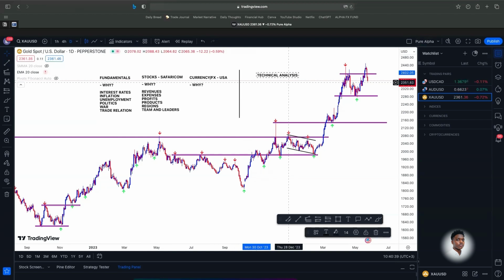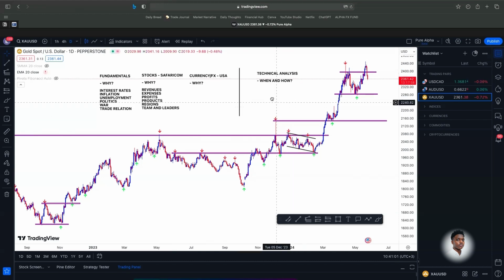Okay, so there's fundamental analysis, which is the big picture. Okay, why is the currency moving up or down? Like in this case, gold. Why is gold moving up? So you come now and look at technicals. Now, technicals answer two questions, unlike fundamentals, which answer the question why. Technicals answer the questions when and how. Okay, now what do I mean?